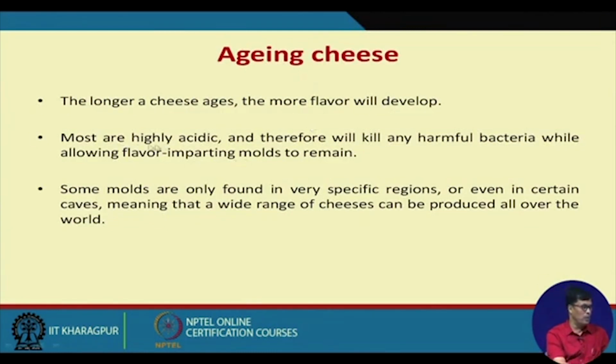Most are highly acidic. Therefore they will kill any harmful bacteria while allowing the flavor-imparting mold to remain. Some molds are only found in very specific regions or even in certain caves, meaning that a wide range of cheeses can be produced all over the world. That is the aging of cheese.